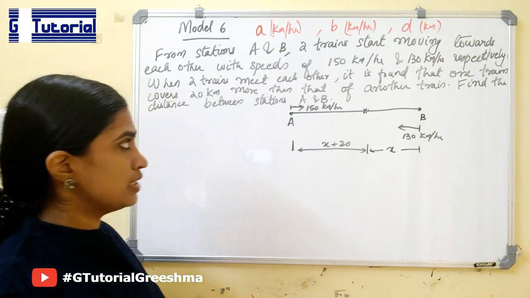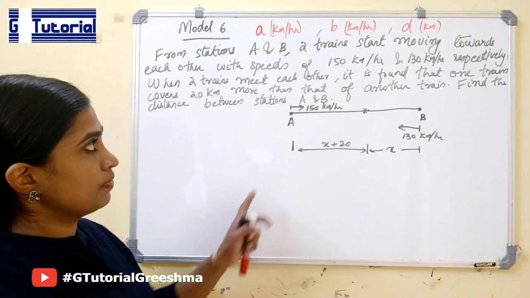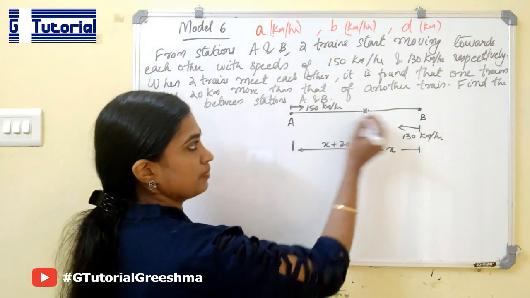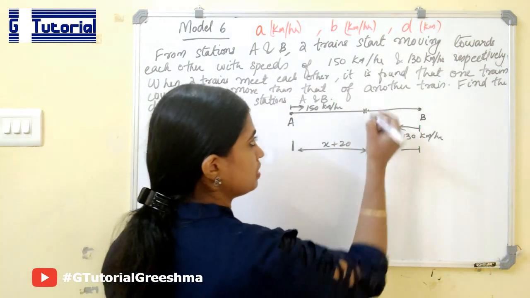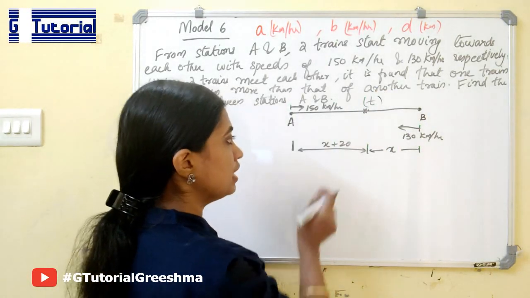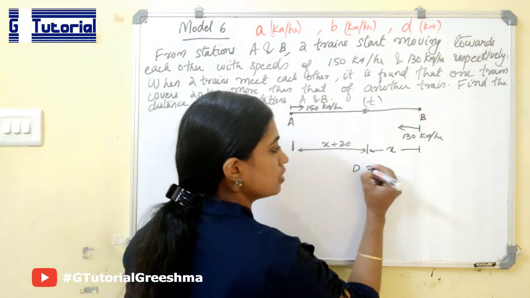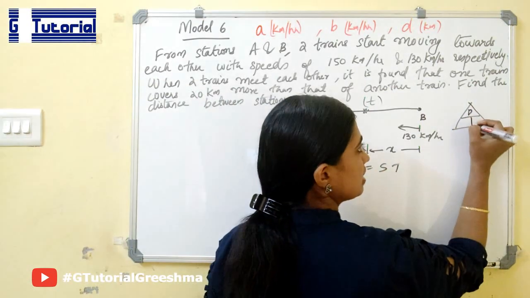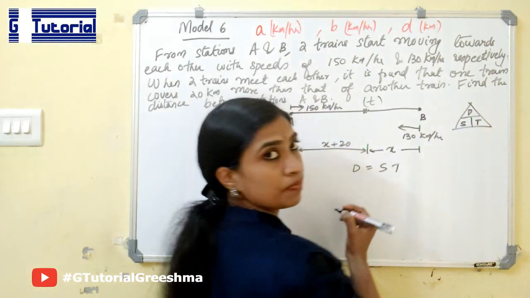So we can say that after some time t, both trains are meeting. After time t, the trains are meeting. So, distance is equal to speed into time. We have learned from here that distance is equal to speed into time.